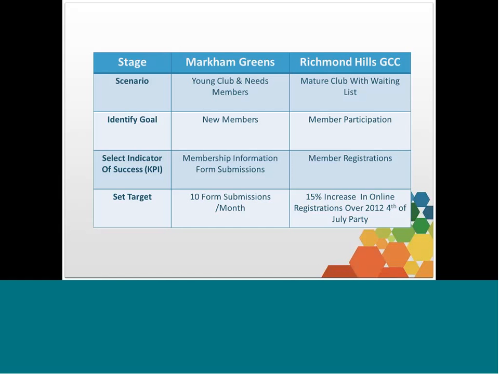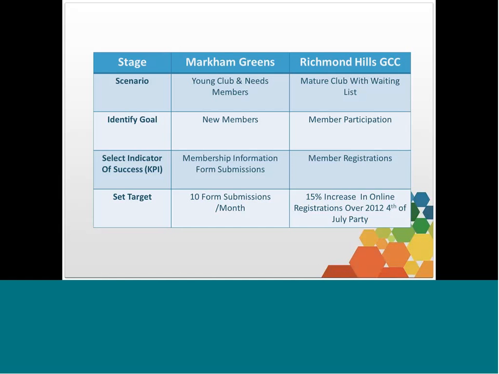And I'll talk in the next slide a little bit about setting those targets as well, because right now it might seem like these are just arbitrary numbers I'm pulling out of nowhere. Richmond Hills Golf and Country Club, it's a mature club with a waiting list. So their overall goal is boosting member participation. So they're looking at member registrations for upcoming events, and specifically in this case, it was their 4th of July party, and they wanted to see a 15% increase in online registrations.